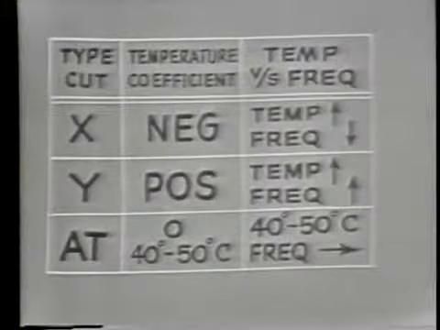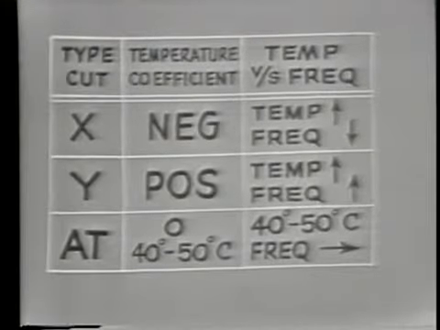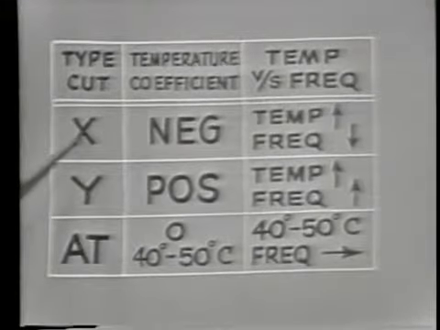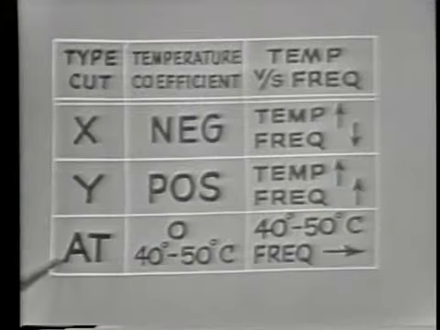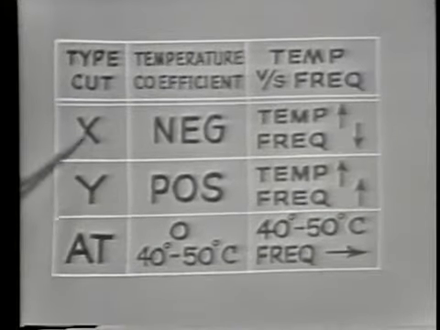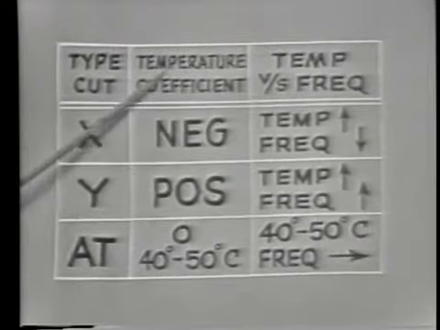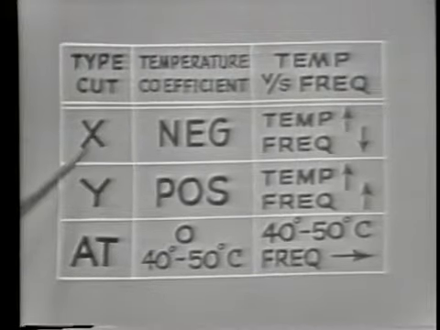Now, let's compare the temperature coefficients of the three cuts that we just considered, the X, Y, and AT cut crystals. To do that, we'll use this chart. On the left, we're indicating the type of crystal cut, the X, Y, and AT. Let's begin then with the X cut. The temperature coefficient of the X cut is negative.